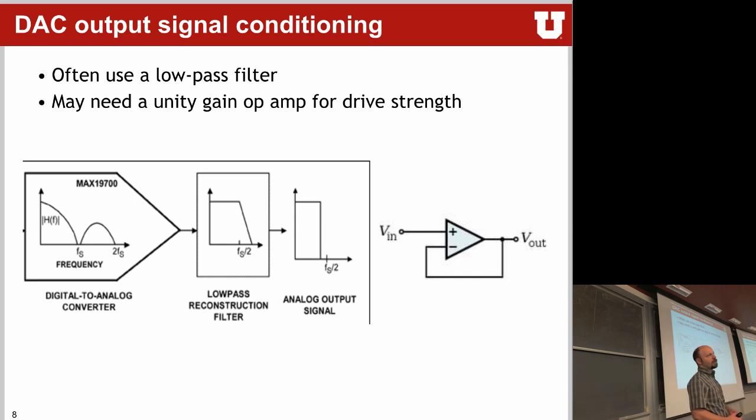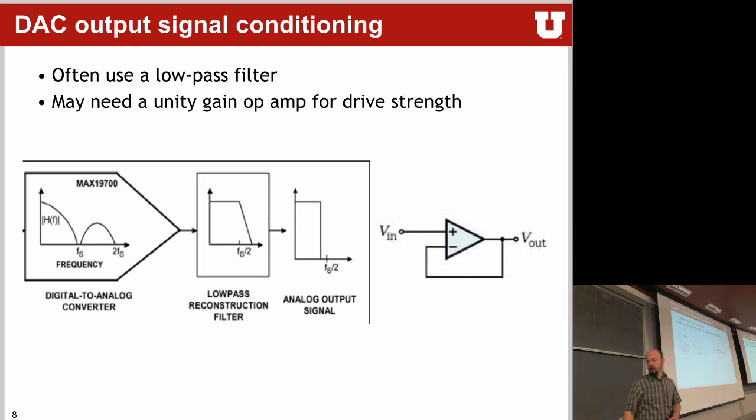One of the problems with DACs is also that you have to filter the output that comes out of them. So for example, here we have a data sheet of a Maxim 1700 DAC. And what it tells you is that its frequency response on the output is something like this. So you have higher order noise in your output signal. That comes from the digital nature of your DAC, because when you switch, you get very high frequency noise in your line.